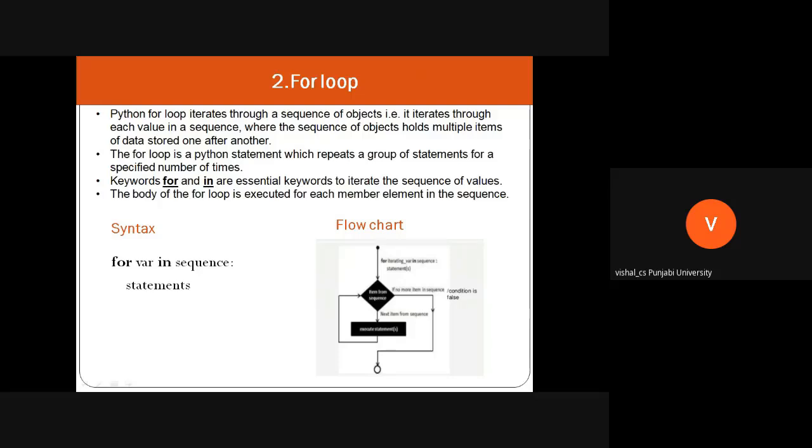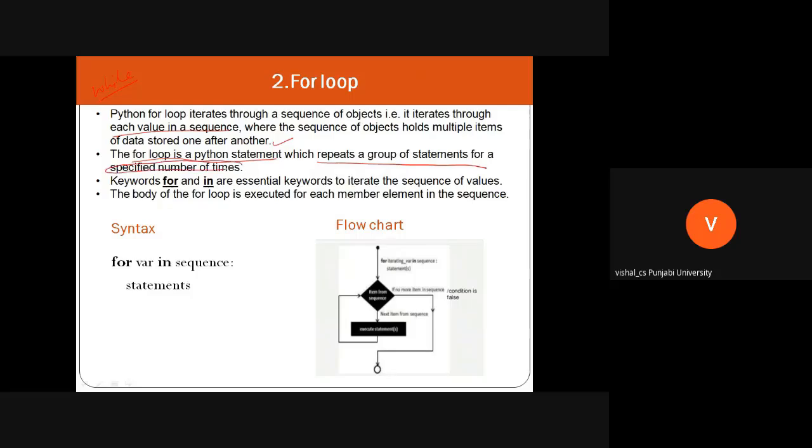Then we are moving into the loop. Previously we have seen while, right? Now we are moving towards for. The Python for loop iterates through a sequence of objects. That is, it iterates. Iterates means iteration, doing something again and again. So it iterates through each value in a sequence, where the sequence of objects holds multiple items of data one after another. So for loop is a Python statement which repeats a group of statements for a specified number of times, right?